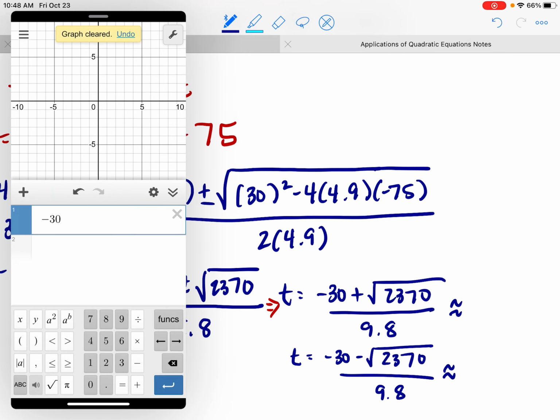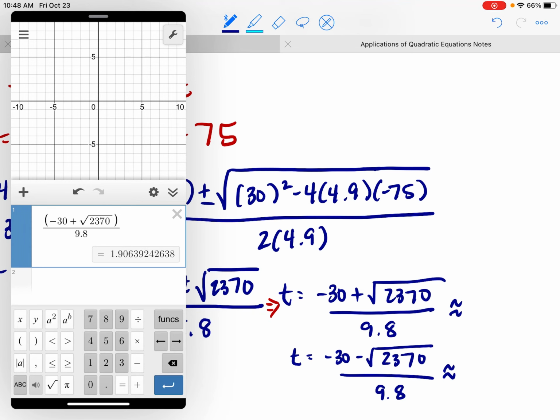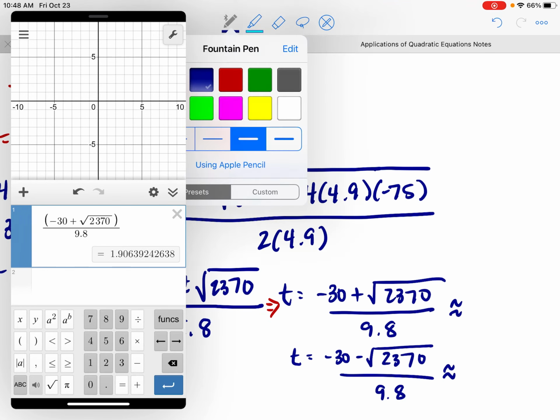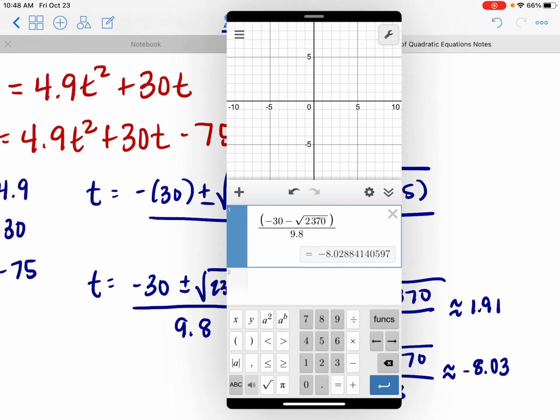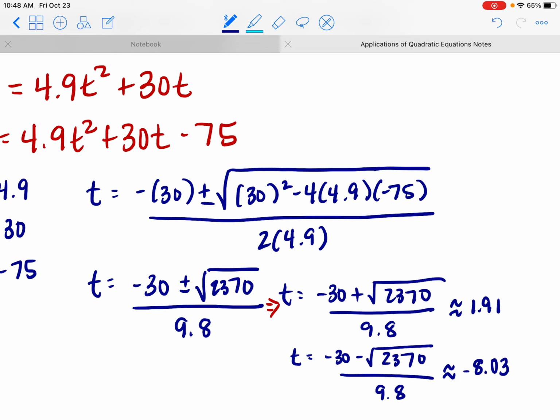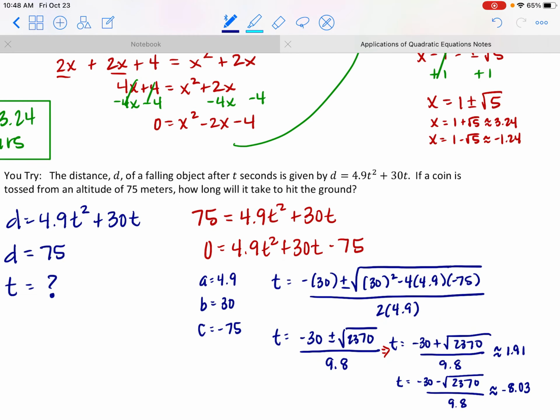We've got negative 30 plus the square root of 2,370, and we want all of that to be divided by 9.8, and so we get approximately 1.91. And then if we change that to a negative, we already know we're going to get a negative 8.03-ish there, and since this is a time that it takes for this object to fall from the 75 meters up to the ground, we know that's not going to be a negative time, so we're going to say it's going to take about 1.91, and this was seconds.